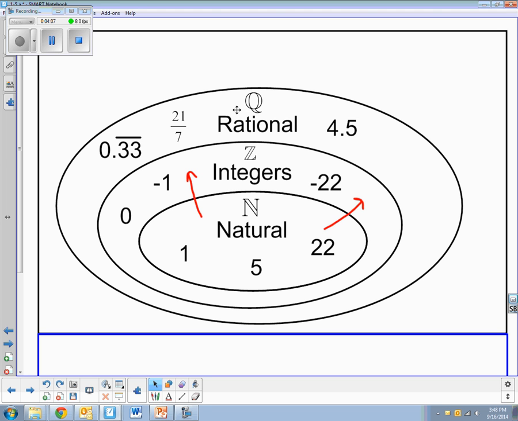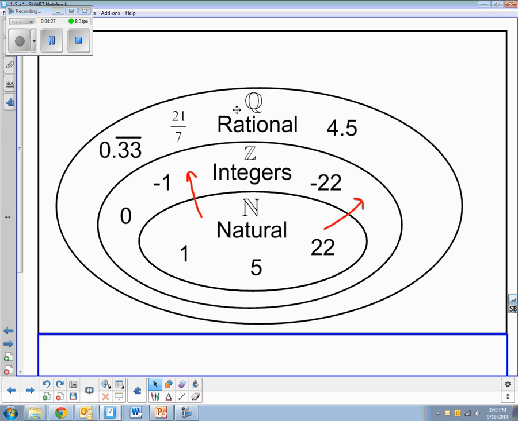A rational number is a number that makes some sense. A fraction, 21/7. You can take 21 things and break it into 7 groups. That's something we can do, and we can do that with physical objects. So it's a rational number. It's a rational thing. And any fraction can be written as a decimal.